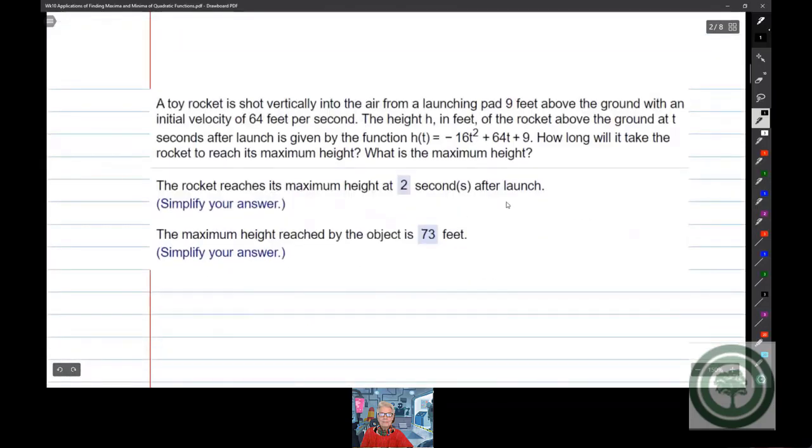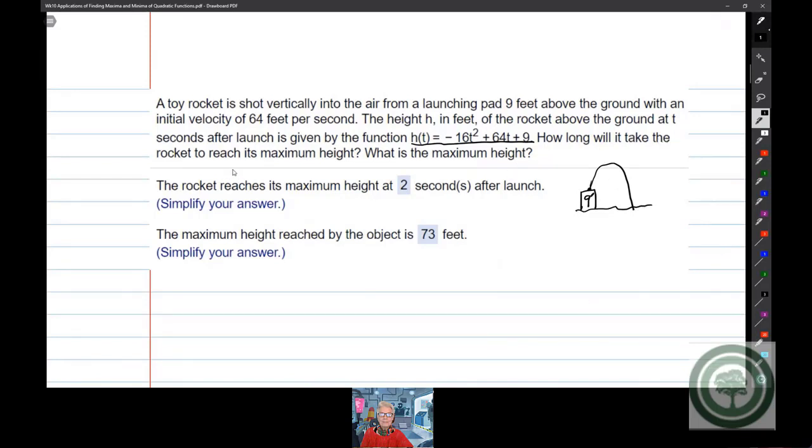Next problem. A toy rocket is shot vertically into the air from a launching pad 9 feet above the ground with an initial velocity of 64 feet per second. The height, h in feet, of the rocket above the ground at t seconds after launch is given by this function. Now you have a quadratic trinomial. Again, the leading term is negative, so you have a cupped down parabola. But remember that the launch pad is 9 feet. So the toy rocket starts here. And then it lands on the ground.